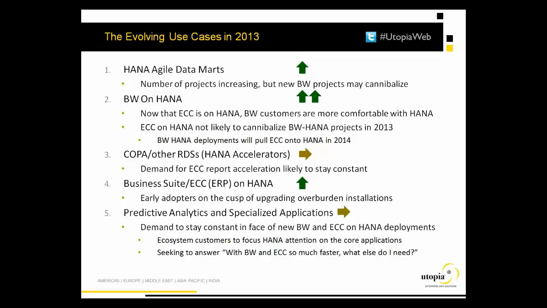So like I said here, they'll be seeking to answer the question, is the BW or ECC so much faster, or what else do I need? Well, they may indeed need predictive analytics on HANA, but they won't know. And they'll need to do some due diligence there, and there'll be more work and research needed on their part.